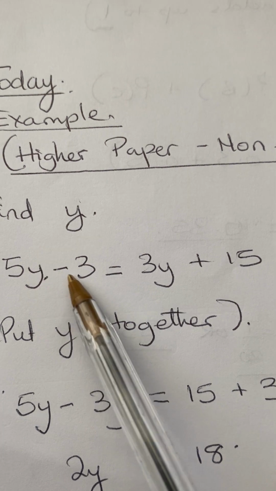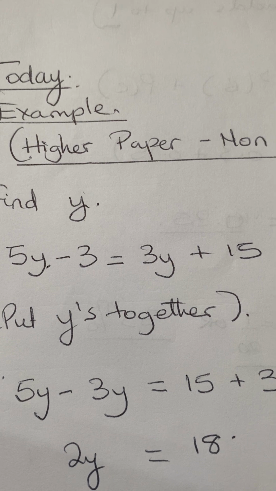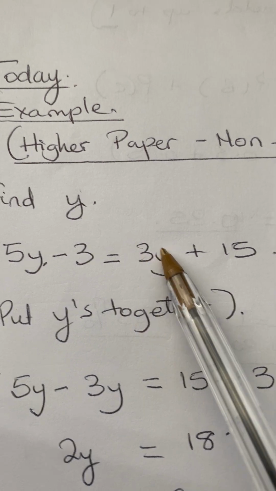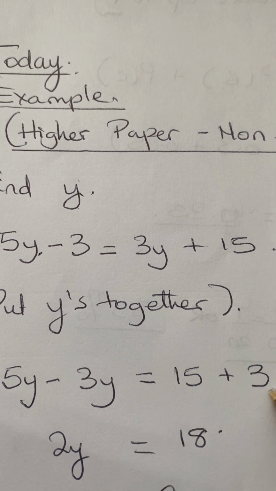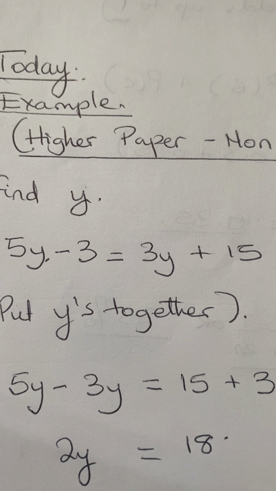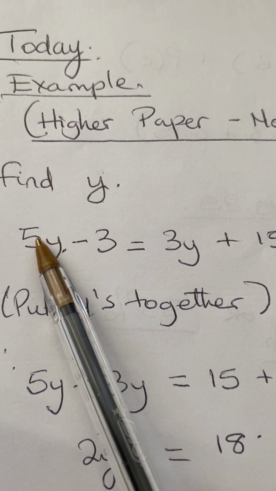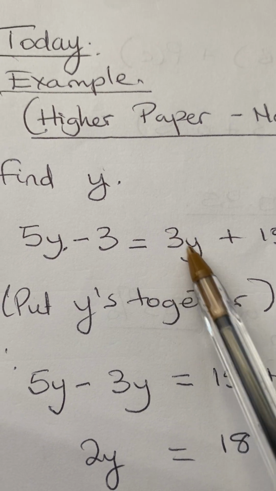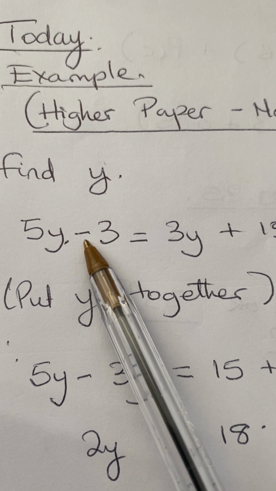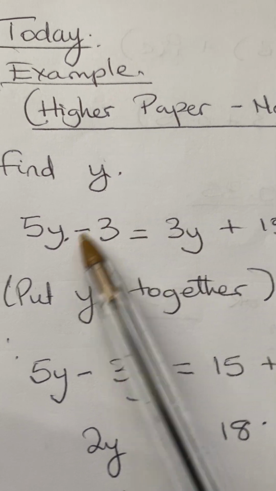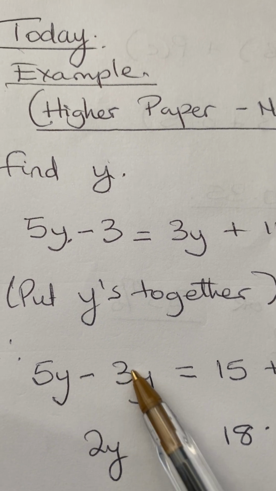So now 5y minus 3 equals 3y plus 15. I'm going to move all the y's to one side, and I'm going to move the whole numbers to the other side of the equation. So I have 5y here, 3y here is positive. If I move it to this side of the equation, to my left, it becomes negative. So immediately I have 5y minus 3y.